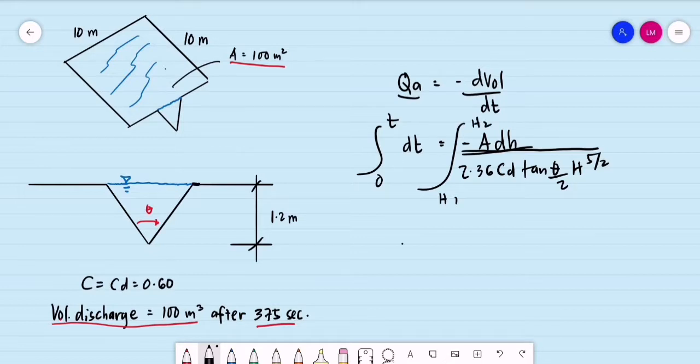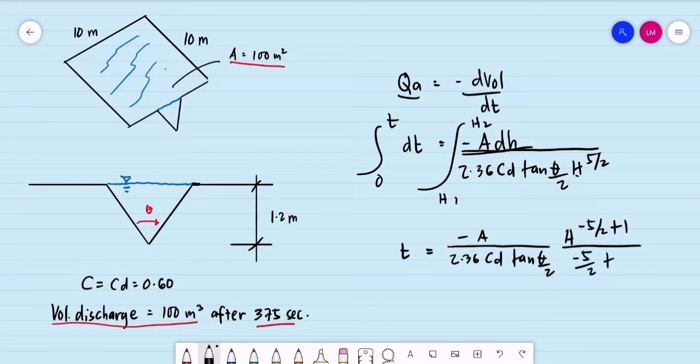So, this is the same as time. Ilabas natin yung mga constants. This is negative area divided by 2.36 coefficient of discharge, the tangent of theta over 2. Kung itataas natin yung h na to, that is the same as h raised to negative 5 over 2. Kung i-integrate natin, that is plus 1. The same lang sa denominator kung ano yung ginawa natin sa exponents. Negative 5 over 2 plus 1. Ano yung negative 5 over 2?